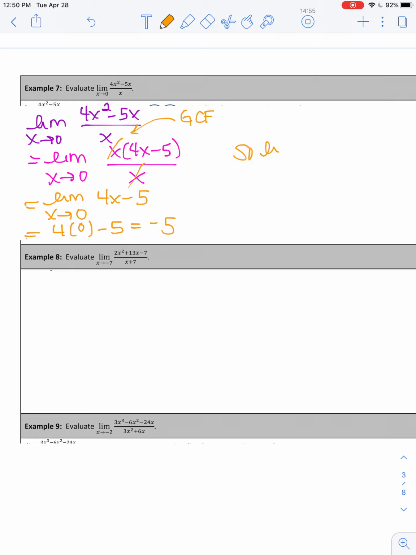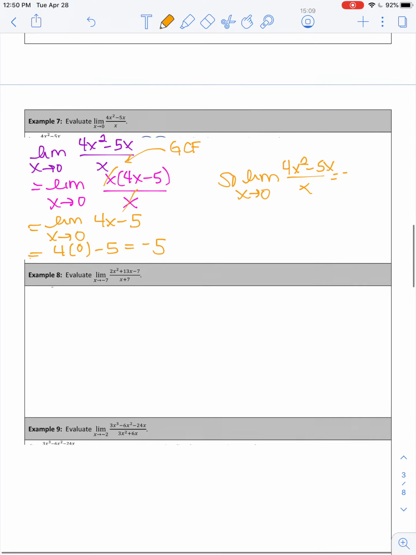So again, our conclusion is that the limit as x approaches 0 of our original function is equal to negative 5. Oh my goodness. Okay. And again, please make sure that you're checking out what's going on graphically with this. You should hopefully see a hole at x equals 0 from this factor, and you should see, though, that the function (4x squared minus 5x) over x is approaching the value of negative 5 as x goes to 0.